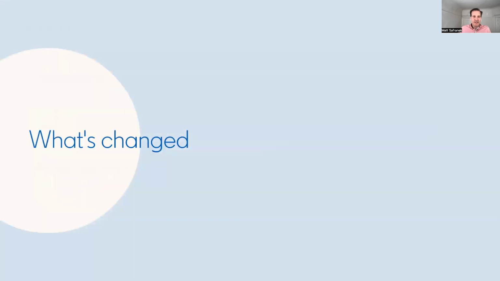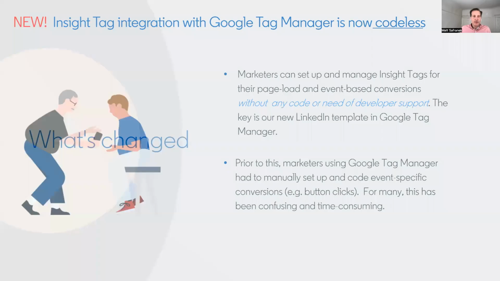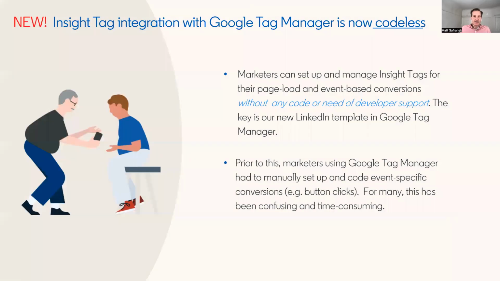First, let's talk about what's changed. We're excited to share that Insight Tag integration with Google Tag Manager is now codeless. This means marketers can set up and manage Insight Tags for their page load and event-specific conversions without any code or need of developer support. The key is a new LinkedIn template we've recently added in Google Tag Manager, which I'll show you later in the demo in just a couple of minutes.